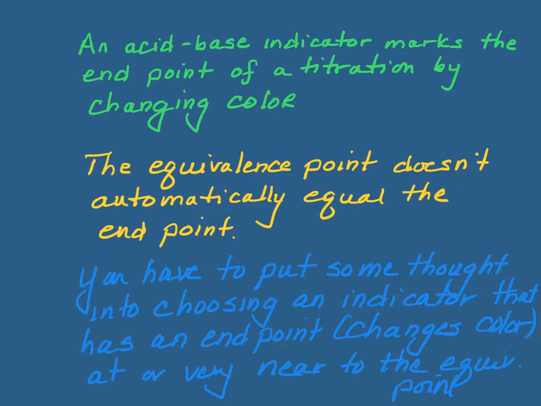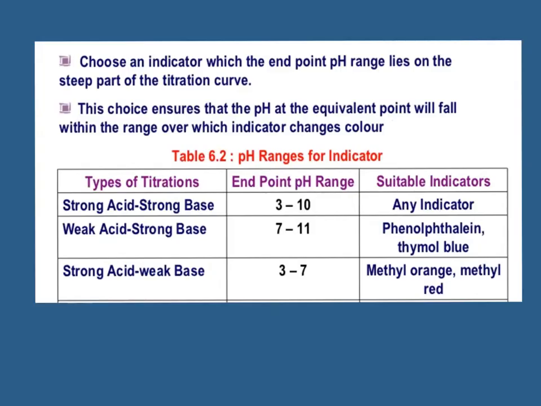But you have to put some thought into choosing an indicator that has an endpoint at or very near to the equivalence point. You have to think about certain things in order to get it to change color at or near the equivalence point. So we choose an indicator where the endpoint pH range lies along that steep part of the titration curve.